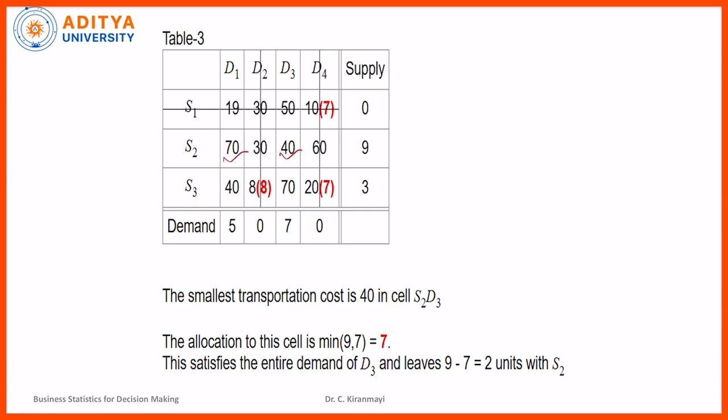Next, among the leftover matrix elements, 70, 40, 40, 70. 40 is lesser. We have two 40s, so arbitrarily you can select at random any cell containing 40 as the least cost. So, we can make allocation to cell 2, 3. Here the supply is 9 and the demand is 7. Therefore, 7 is less, 7 units can be assigned to this cell, and this column will be deleted. 9 minus 7, 2. Let us proceed to the next iteration.